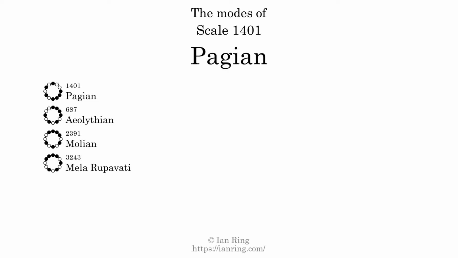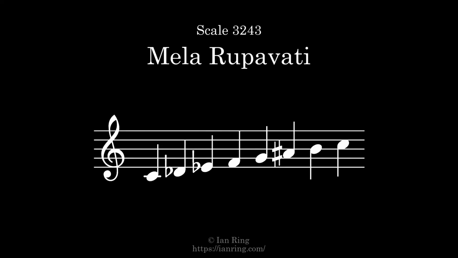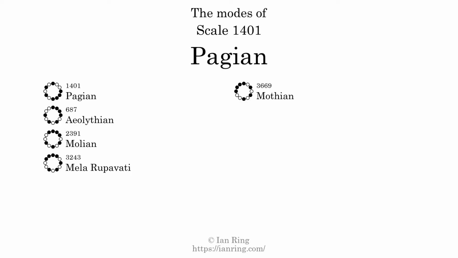The fourth mode is scale 3243. Also known as Mila Rupavati. It sounds like this. The fifth mode is scale 3669, also known as Mothian. It sounds like this.